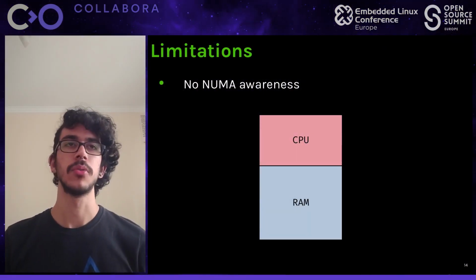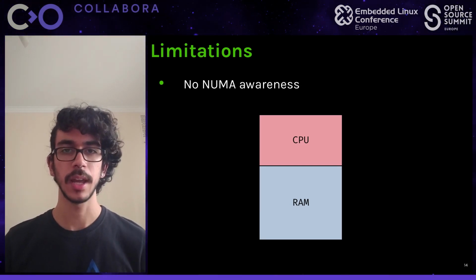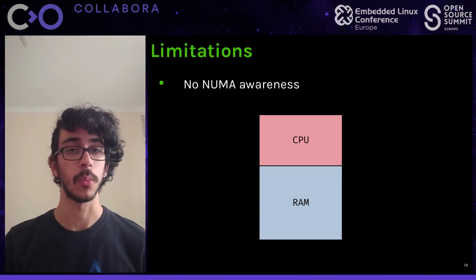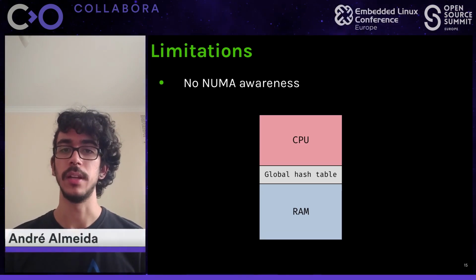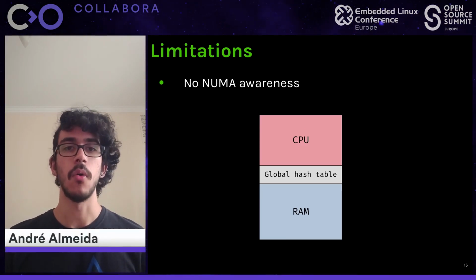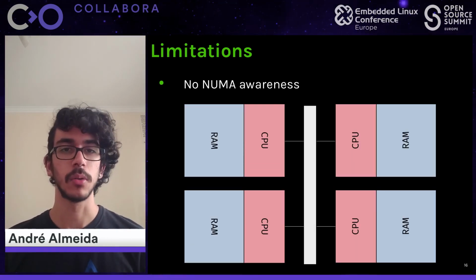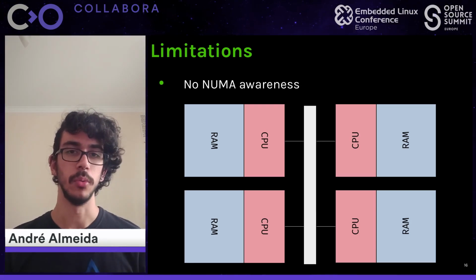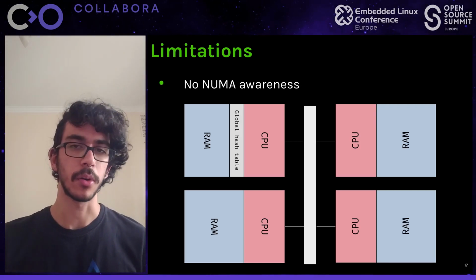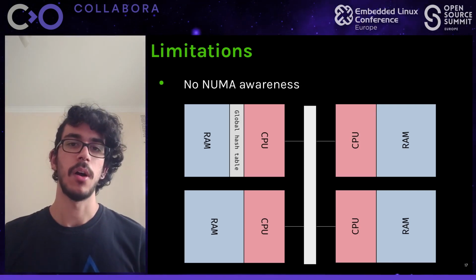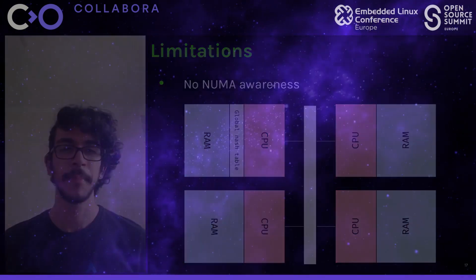And besides that, we also have the problem of NUMA awareness. So in the single socket case, there is no problem with having a global hash table, because this hash table will be somewhere in the memory and the CPU can easily access it. However, on a NUMA architecture, we will have a lot of sockets, and the global hash table will need to be on some nodes. And for every node that doesn't have the table, it will be very costly to get the information from the table, since the memory access is not uniform.